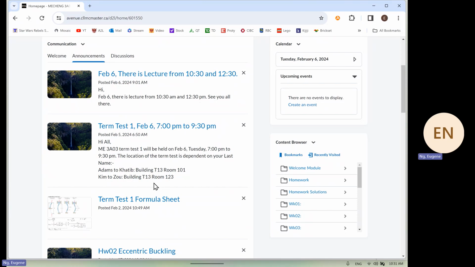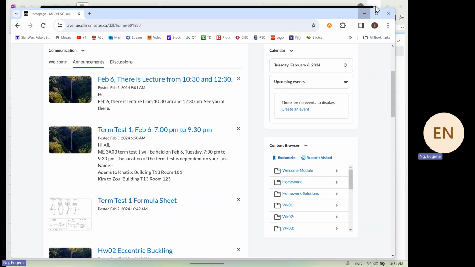You all know where T13 is? Yes or no? Yes. Okay, so it's by Main Street West, beside ETB building. Is this like single-story bungalow or containers? Okay, so that's where our lecture is.